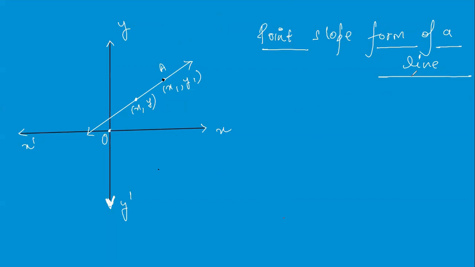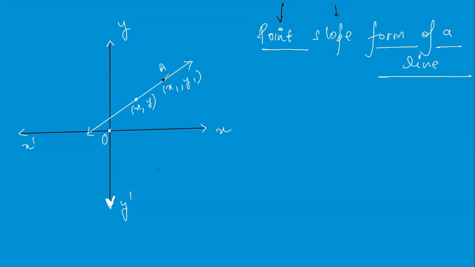Point slope form of a line is used to find out the equation of a straight line. Whenever we have a straight line and we have to represent that mathematically, we use algebra to represent that. One of the ways to represent the equation of a line is the point slope form. From the name itself, it is very clear that there is a point and there is a slope, right? There is a point and there is a slope.